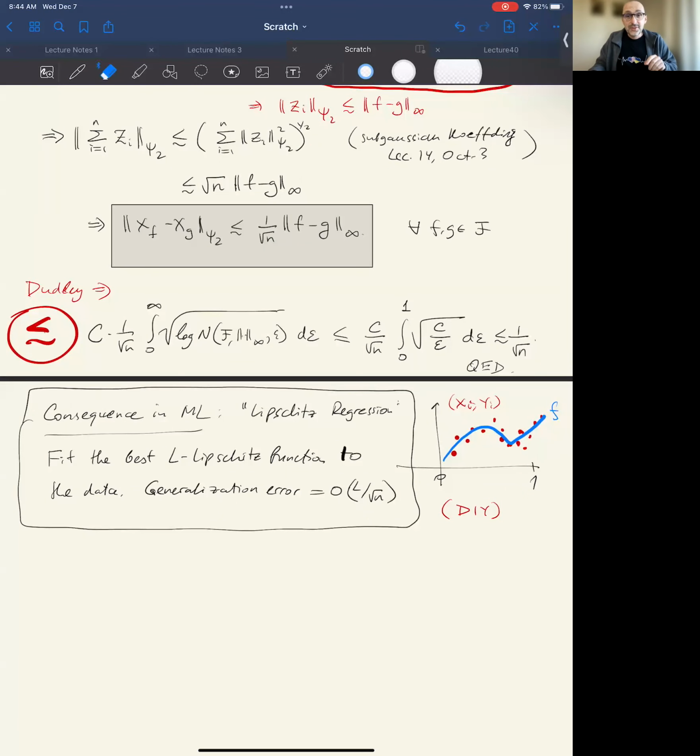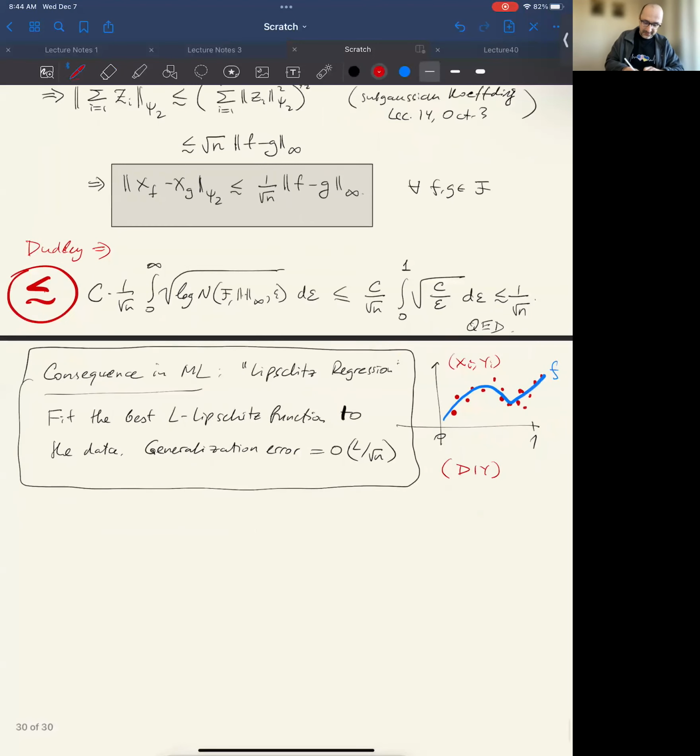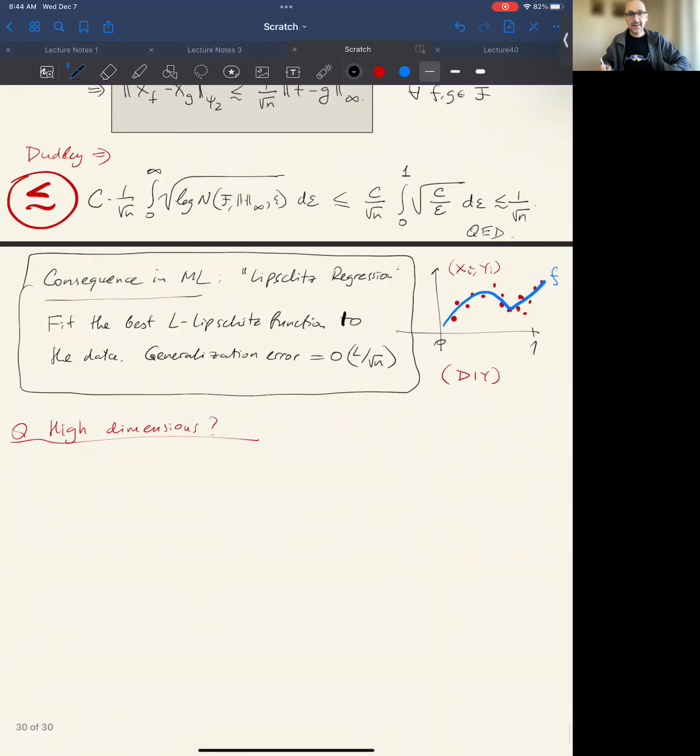And an even more interesting question is what happens in high dimensions, right? This is all in one dimension, from 0 to 1 or from A to B. What will happen in high dimensions? Because our data usually is high dimensional. So now, instead of looking at Lipschitz functions from the interval 0, 1, let's look at Lipschitz functions from 0, 1 to the D, so from the D-dimensional cube in this case, to R, where F is 1 Lipschitz, or L Lipschitz.